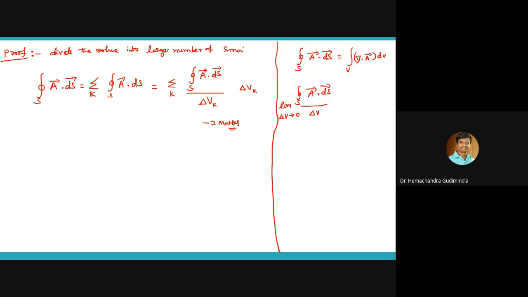Just assume a room with a lot of small boxes kept in it. That's what we are writing here. If you write only this equation, you will get 2 marks. Then what is the other equation we need to recall?